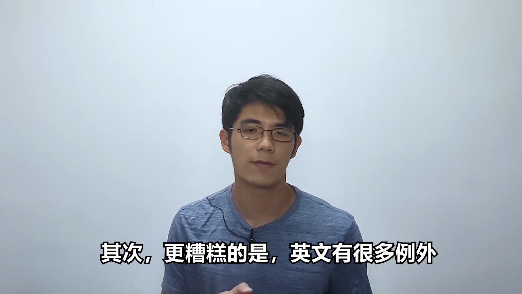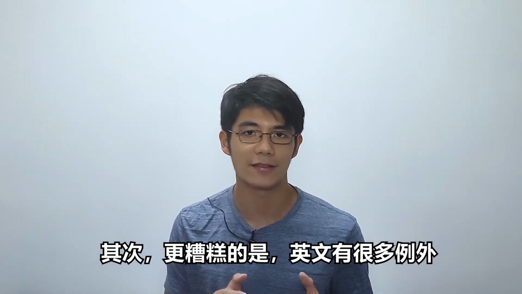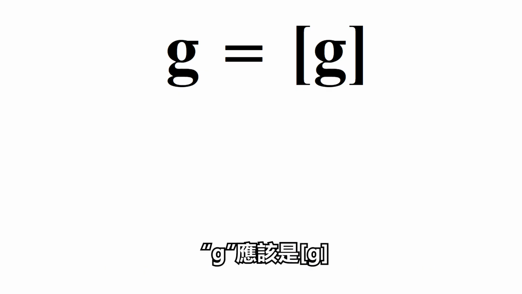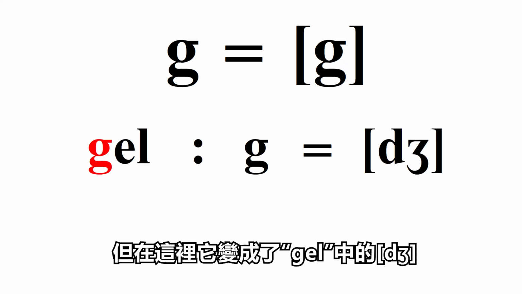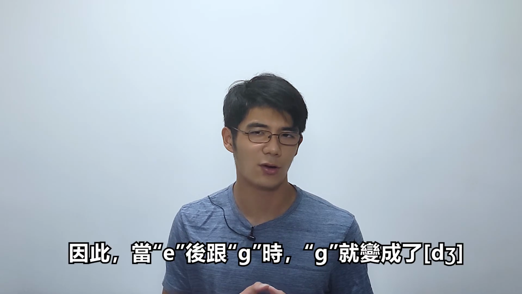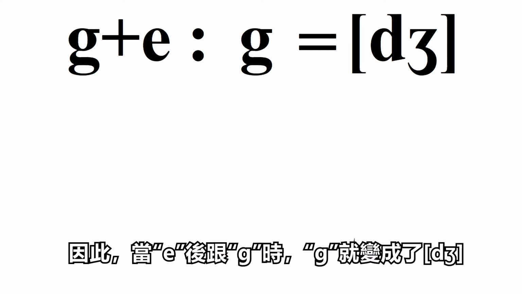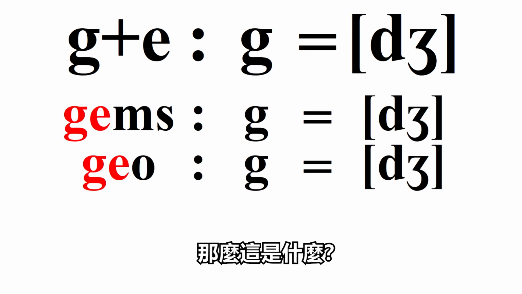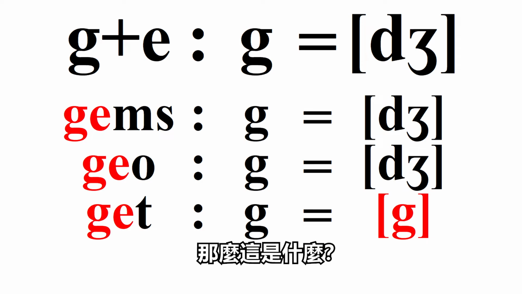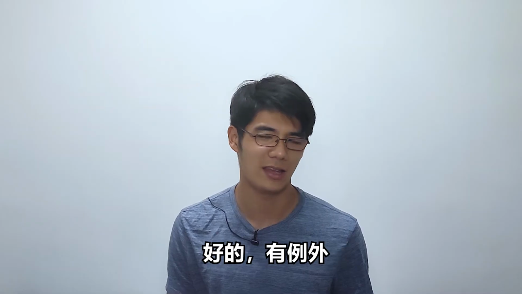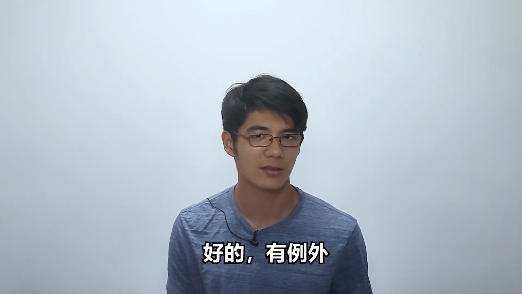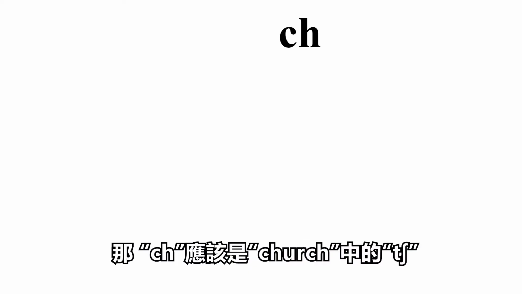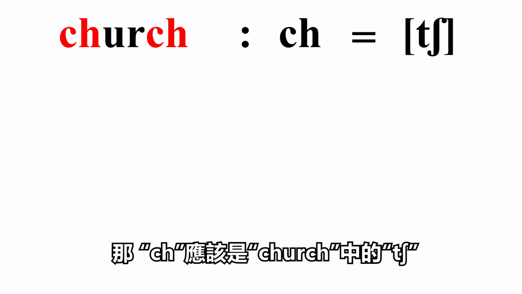Second, there's something even worse. English has many exceptions. The G should be G, but here it becomes J as in gel. Alright, so G becomes J when it's followed by an E, right? Just like gems and geo. Then what is this? G as in get. Okay, there are exceptions.